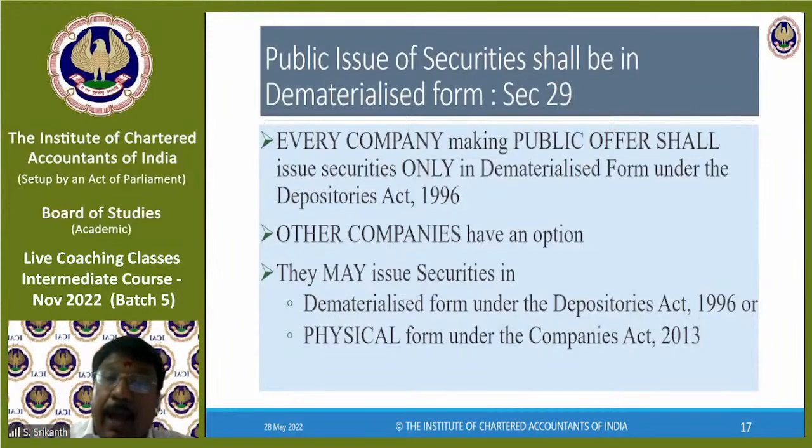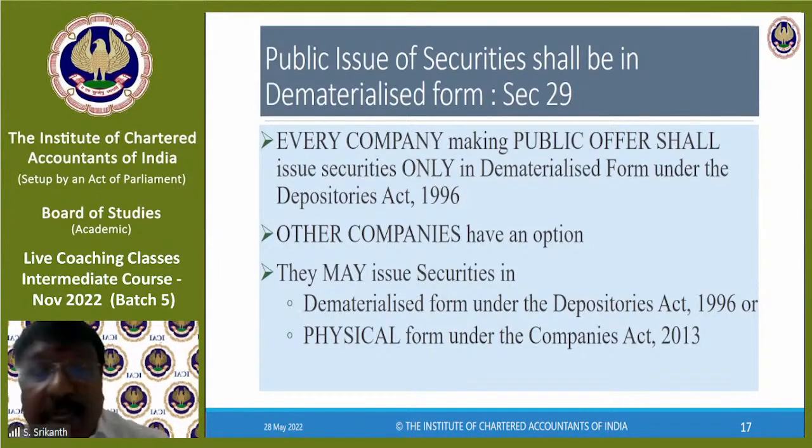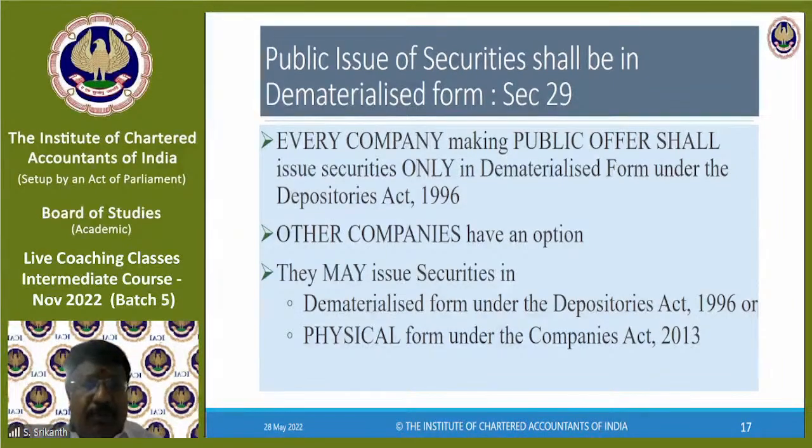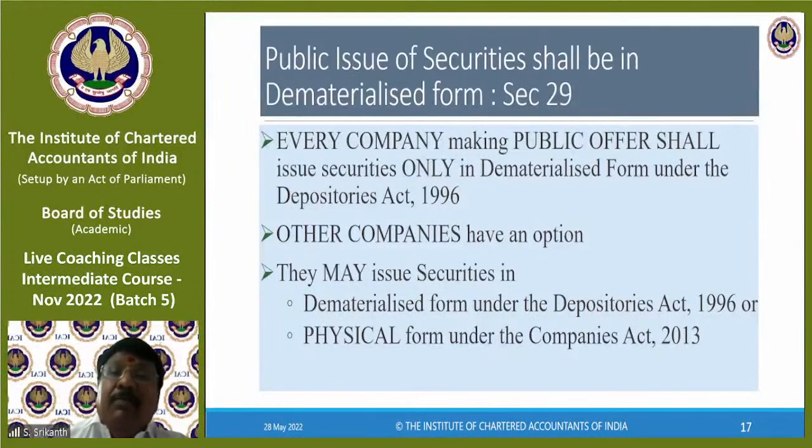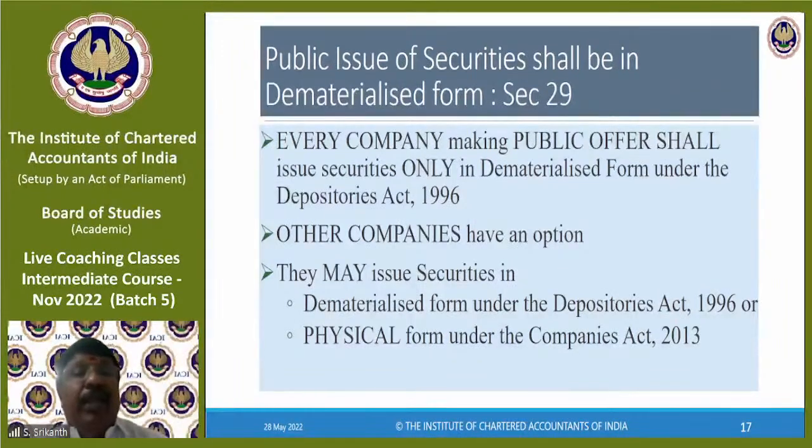Okay. Other companies, unlisted companies, or companies which are not making a public offer, can have both physical form and dematerialized form. They have an option. But if you want to go for a public offer, if you want to make an IPO, or if you are already a listed company, then all the shares should be dematerialized. But what could happen is some people will not surrender their physical shares. In those cases, simply keep quiet. Later on, when they come, they cannot sell it.